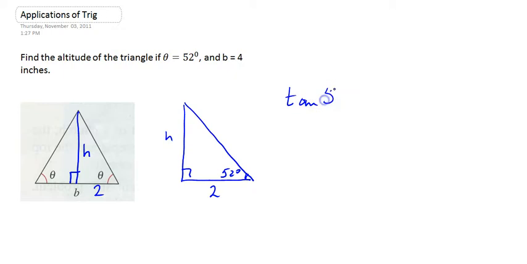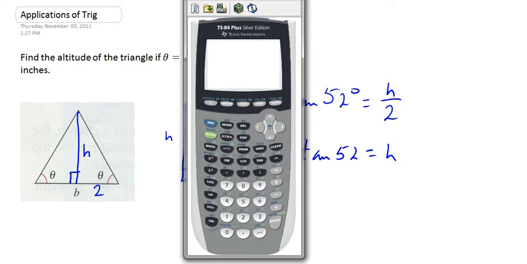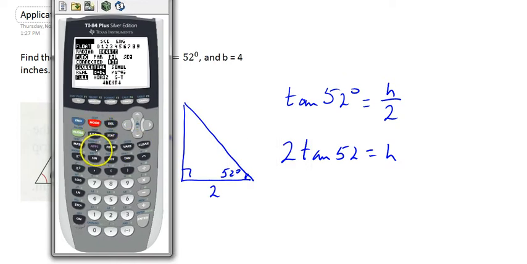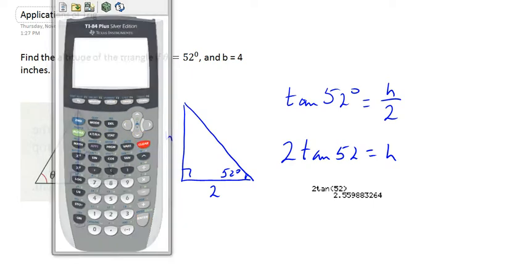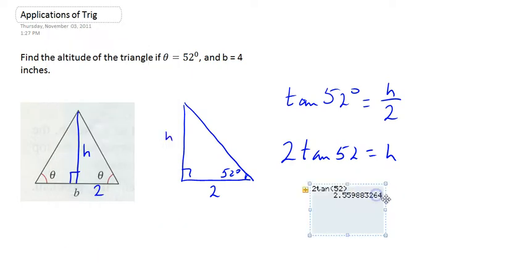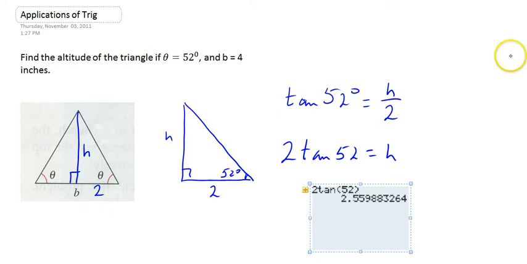So the tangent of 52 degrees is going to equal the opposite side over the adjacent. So 2 times the tangent of 52 will equal that altitude. And let's get our calculator up. You want to make sure you're in degree mode, and we are. So I just hit 2 tan 52, and we get that the altitude is about 2.6 inches. I'll make that a little bigger so you can see it.